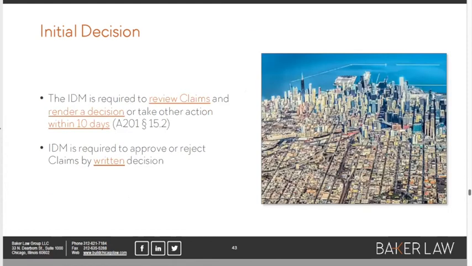And so the IDM, whether it's an architect or somebody else, is required to review Claims, with a capital C for claims. There's a definition in the A201 about what kind of claim we're talking about. It's not every change order. It's a higher level claim. The IDM, whether it's the architect or somebody else, has to render a decision within 10 days. Okay. And again, this is one of the other instances where there's a requirement for the architect, if it's the IDM, to act in writing.